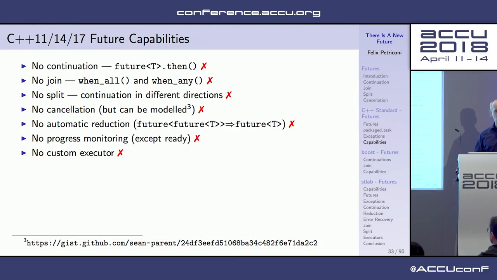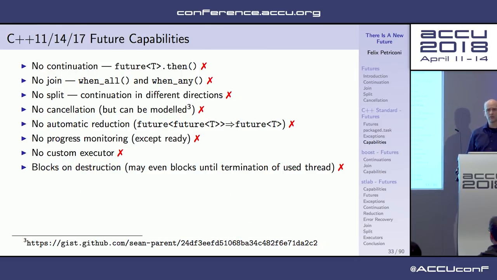So there's no progress monitoring inside the futures themselves. You have to build it yourself. There's no way to use a custom executor. Volker did a talk two days ago about possible ways or a solution for executors, so I will not go into the detail here.